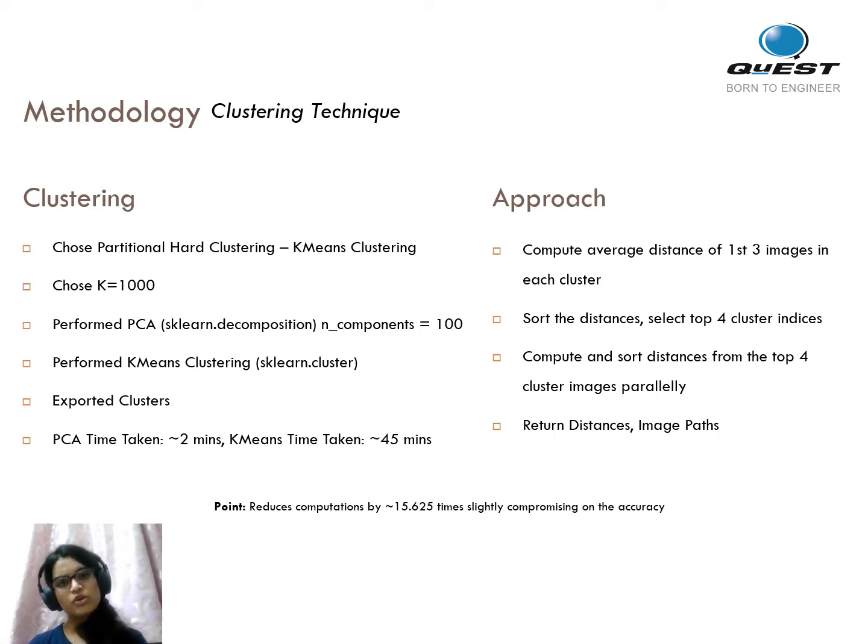We performed principal component analysis in order to narrow down these huge feature vectors by retaining the 100 most important features or components in these feature vectors. We performed k-means clustering on top of these reduced feature vectors, and then we exported the clusters. The time it took for PCA is about 2 minutes, and for k-means it took about 45 minutes.